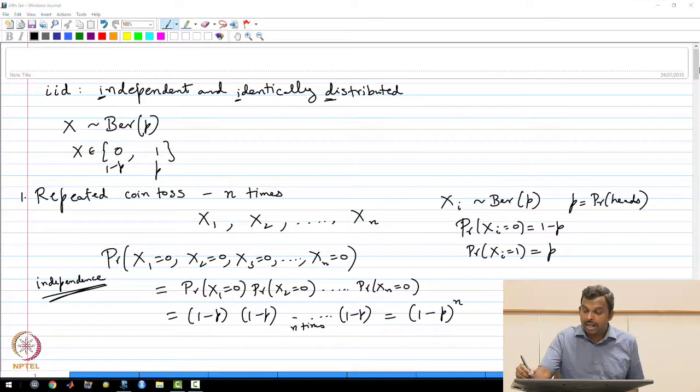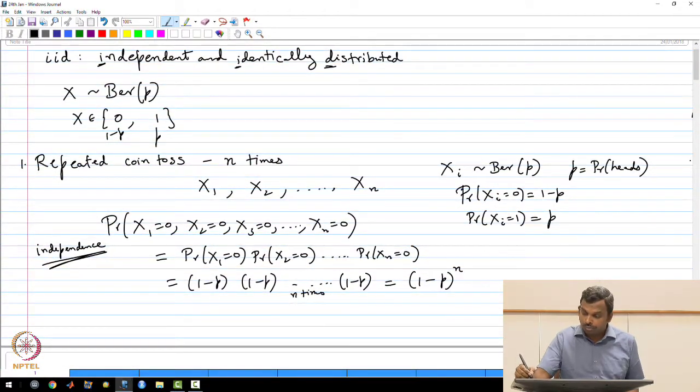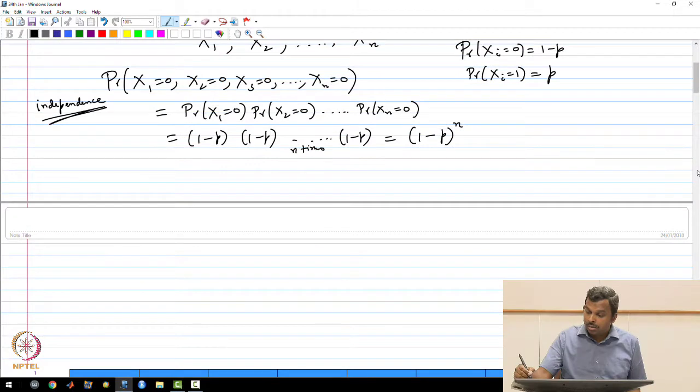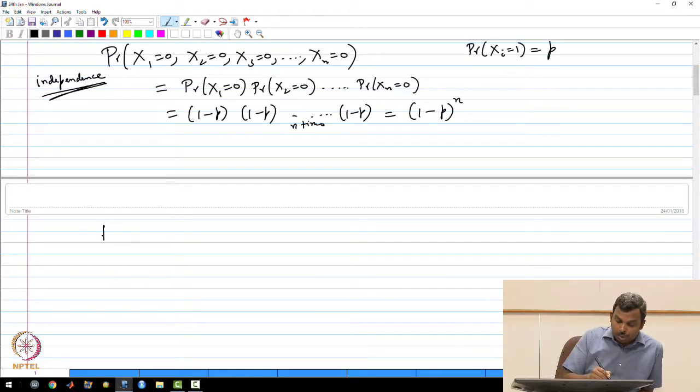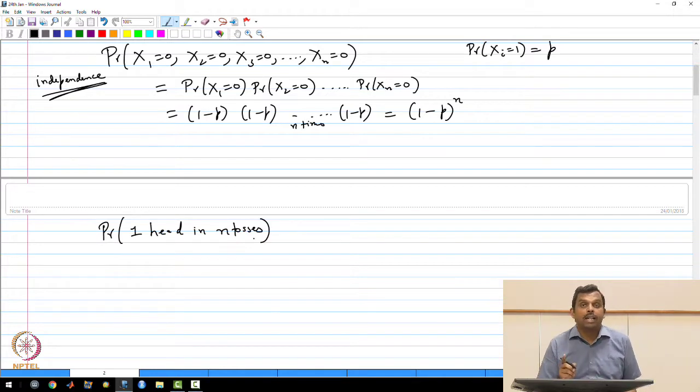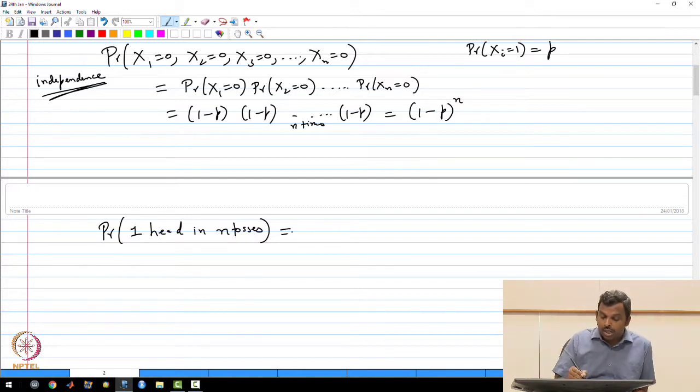So for instance, you might ask more complicated questions, like we've done before. What's the probability that there is one head in n tosses? Exactly one head. It could occur in the first position, or in the second position, or in the third position, and so on. If you look at it, there are n possible ways in which the head can occur, and the probability of a head is p.